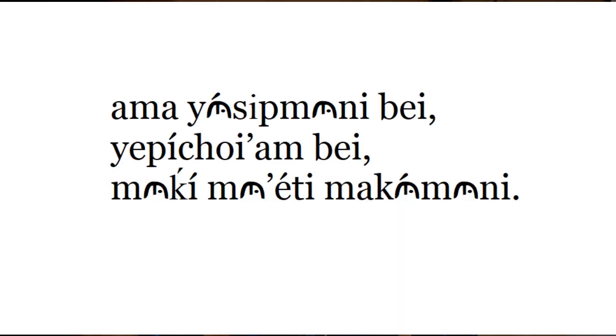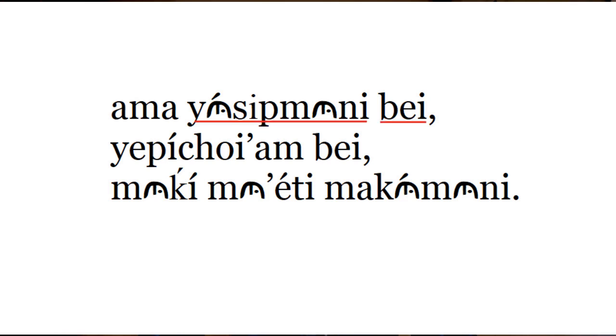What is the main verb in this sentence? The verb that shows who's doing the action. Yipi choyam. He was apparently ashamed. Now, this is a good complex sentence. Yisip means come out or go out.